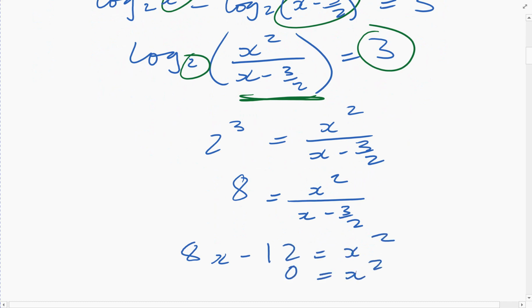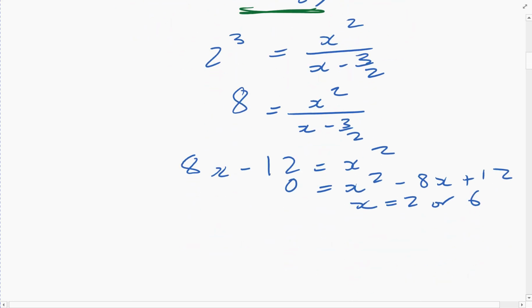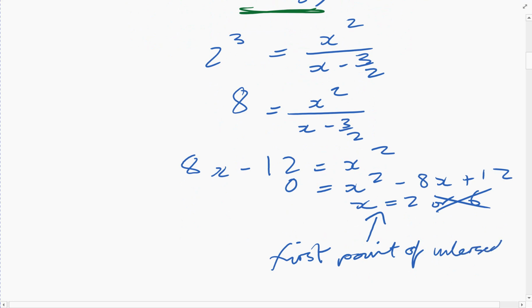So make the quadratic equal 0. Solve the quadratic, and you'll get x equals 2 or 6. Since it's the first point where the graphs meet, as x increases, it's going to be this point where x equals 2, because it's the first point of intersection of the two graphs. So therefore, at point C, we know x equals 2.